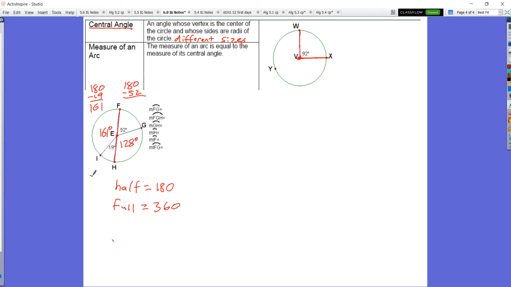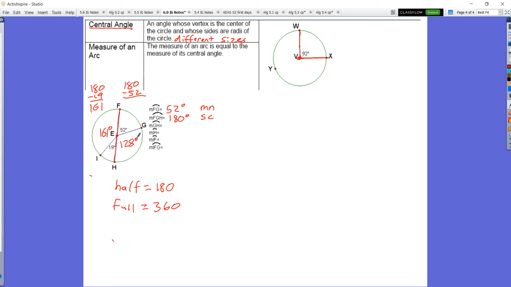Now we can go ahead and write down our numbers for each one of these arcs. So arc FG, going from F to G, gives us 52 degrees. Arc FGH, going from FG to H, is half the circle, a semicircle, so that's going to be 180 degrees. Let's label whether these are semicircles, minor arcs, or major arcs. This one is smaller than a semicircle, so that would be a minor arc. It also only uses 2 letters. This one would be a semicircle. It's exactly half, and it uses 3 letters to name it.